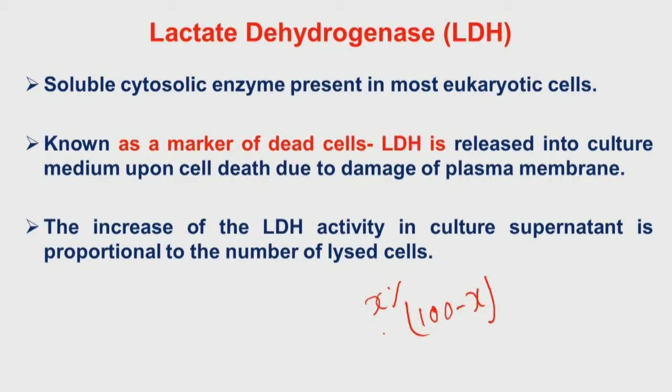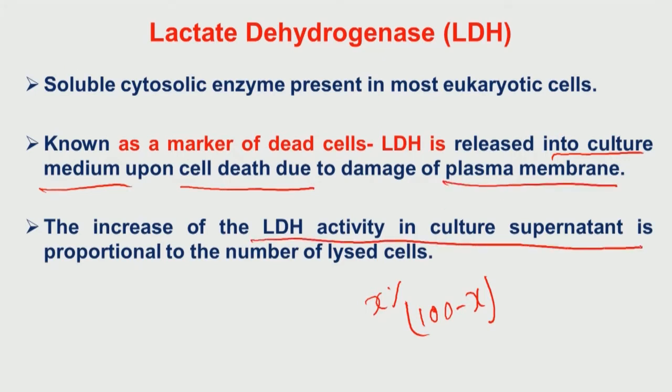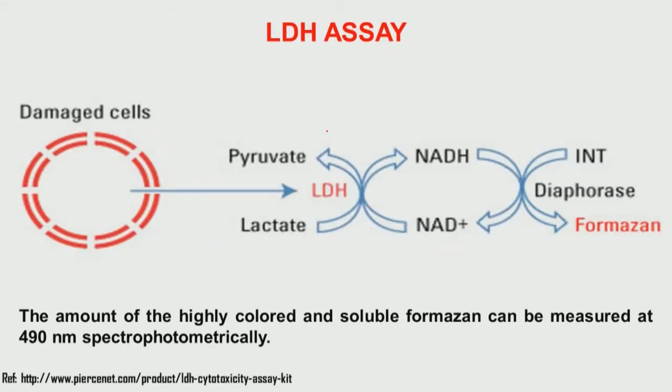So, LDH is a marker for dead cells, and it is released in the culture medium once the cell dies due to damage of the plasma membrane. Therefore, the increase in LDH activity in the culture supernatant is proportional to the number of lysed cells. This is the typical rationale of using the LDH assay. LDH is typically a cytosolic enzyme present in most eukaryotic cells. So, once it is coming out, that means cell lysis has taken place, and that is why LDH is coming out from the cytosol to the extracellular region.